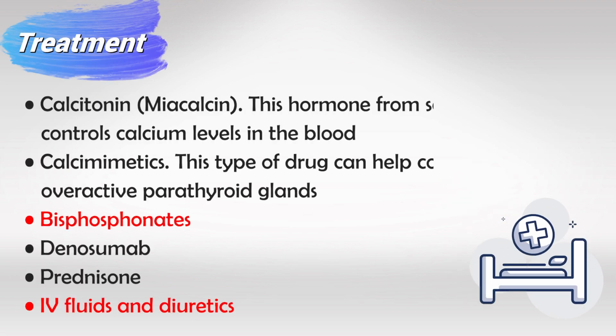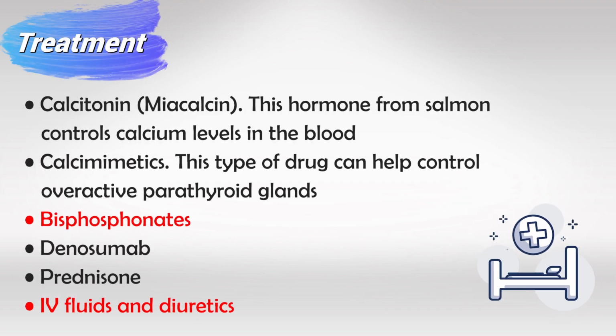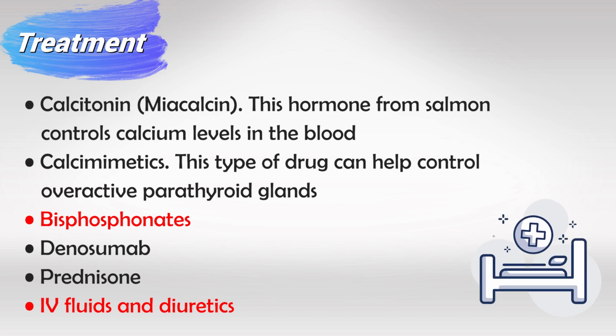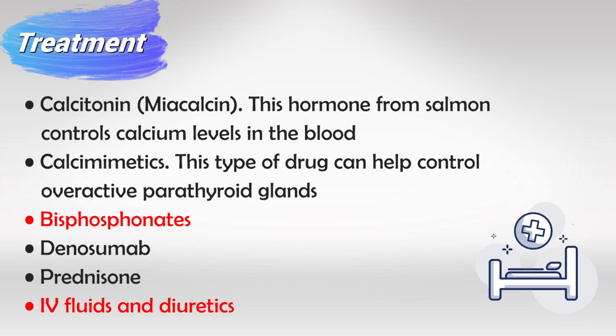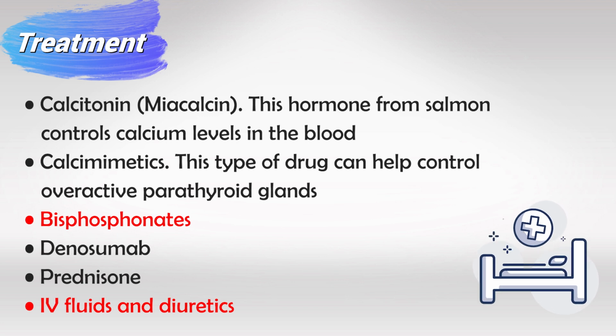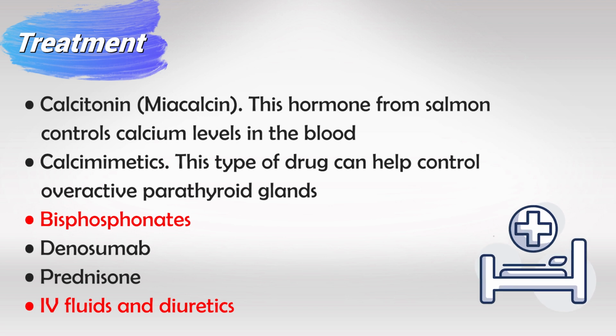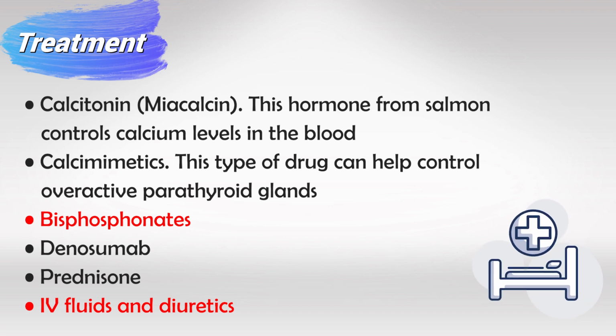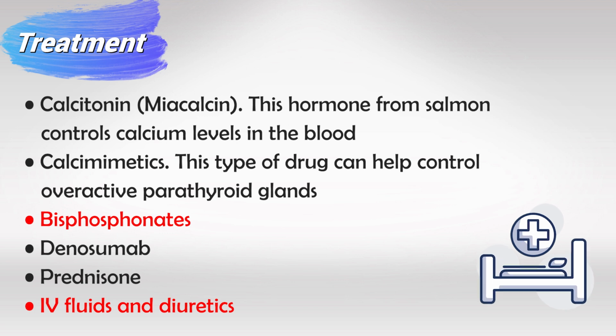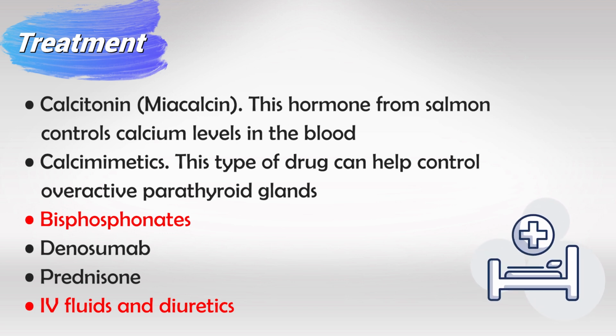There are a wide variety of medications that we can use which will decrease the calcium levels, mainly calcitonin. It's simply an analog of a natural hormone that naturally decreases calcium levels. But it's often very ineffective. So we can use calcium mimetics, which work on the parathyroid gland, the bisphosphonate drugs, which are very commonly used, denosumab, prednisone, and we can simply give IV fluids and diuretics, which is the first-line treatment actually.